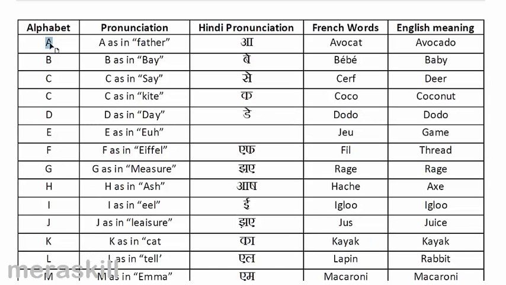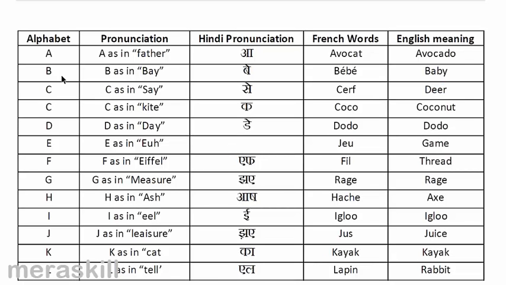A is pronounced A, as in avocat. Now what does avocat mean? That means it's an avocado, the fruit. B, as in bébé, the French word bébé, which means baby. So here, the English is the meaning of the word we're learning in French. C, as in cerf, which means a deer. Here you have the list of the alphabet.